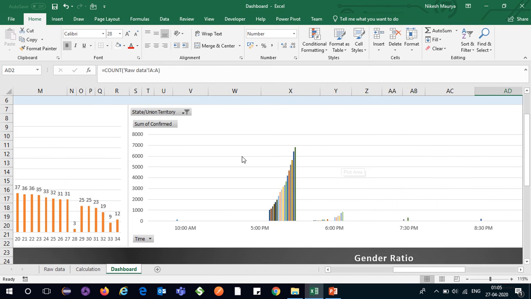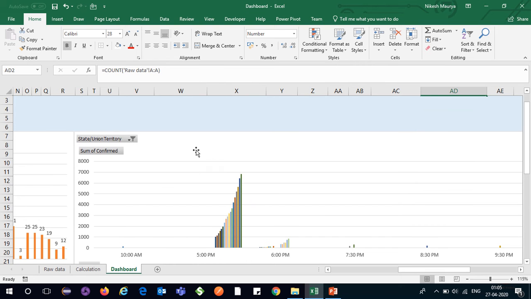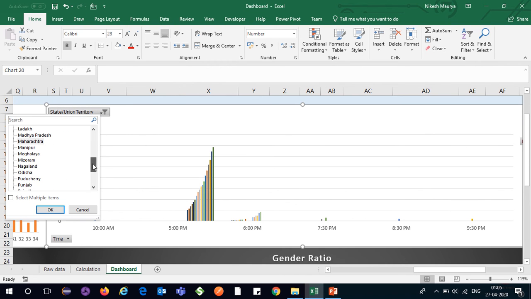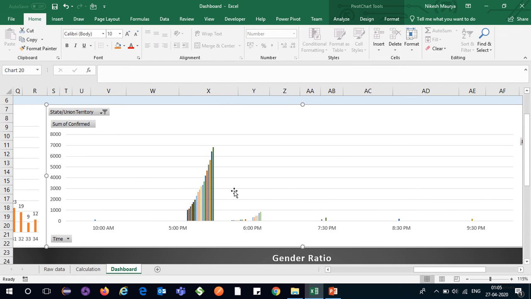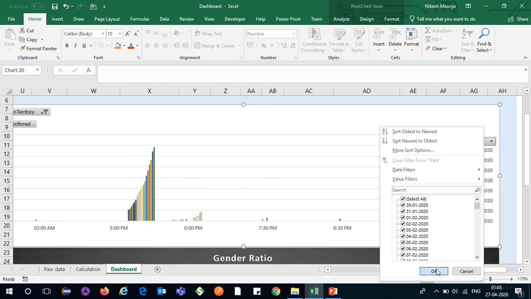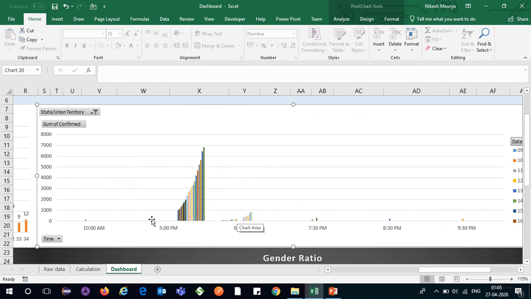And here is the pivot chart, which helps to analyze this state-wise. Here I will choose a state, as I have chosen Maharashtra. So it is describing Maharashtra. Here we can filter with the date format, and as you can see, from 5 to 6 p.m. the largest number of people were affected, or confirmed people were found, because I have chosen the confirmed ones, and we can also sort according to the time.